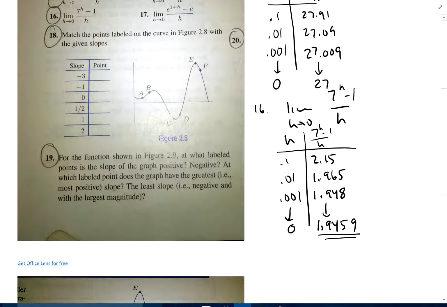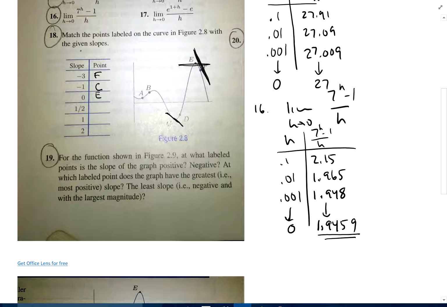Match the slopes labeled on the curve in 2.8 with the given slopes, for number 18. Okay, so slope is negative and positive, big numbers. Which is the most negative or the steepest negative slope? It's going to be this guy right here. So that's going to be f. Then the only other slope that's going down is going to be like that, negative 1, so that'd be c. 0 slope is the tangent line. The slope of that tangent line is e.